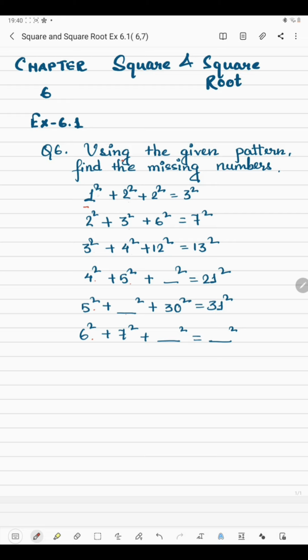Now if you check the pattern in first column and second column, see first one is multiplied by second one, means the digit in first column will be multiplied by the digit in second column, which is 2 multiplied by 1 is 2, which is given in third column, right? Now again coming to next line, 2 multiplied by 3 is 6, which is given in the third column. Again 3 multiplied by 4 is 12, which is given in the third column.